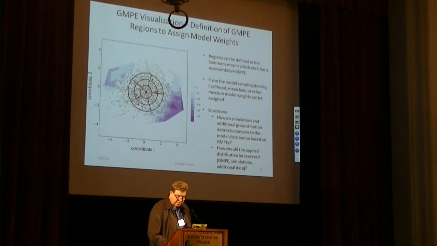Okay, so the questions are, how do the simulations and additional ground motion data sets compare to the model distribution on the GMPEs? Is this the appropriate point to center, or is there other information that can inform on that? How do we treat the tails in this distribution? These are things that we're thinking about.